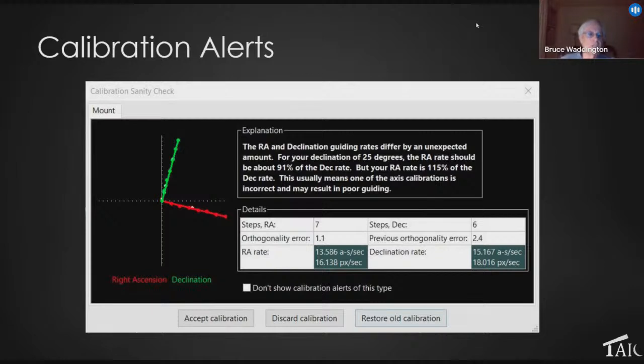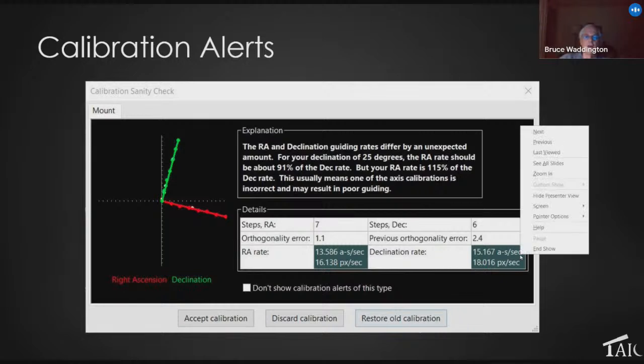And then you click on the details button, and we'll give you a sometimes long-winded explanation of what the complaint is all about. So for example, in this case, we're saying you're pointing at a declination of 25 degrees. The RA rate should be maybe 90% of the declination rate, but yours is actually higher than the declination rate. So that's a red flag. And that means that you have to make a decision. Do you want to just plow ahead and use it? Do you want to throw it away and do another one? Or do you want to roll back and use a calibration that you got done previously? Those things are up to you.